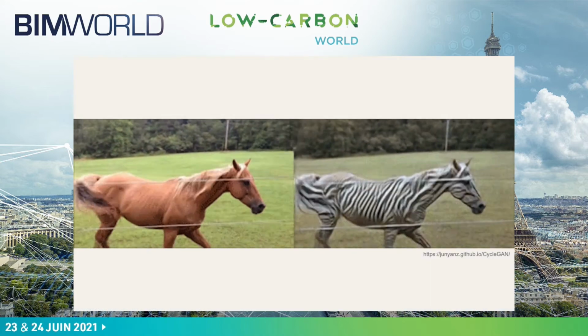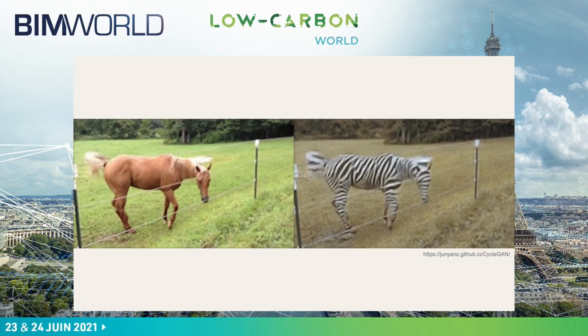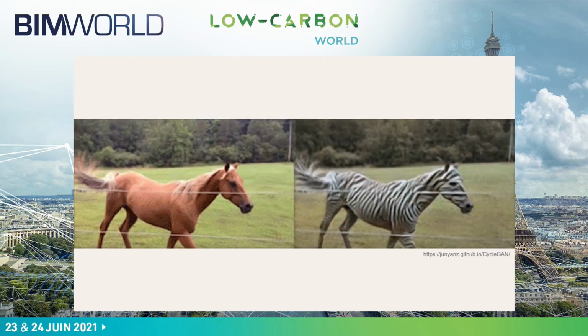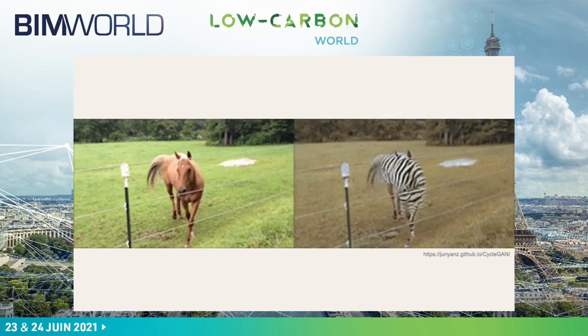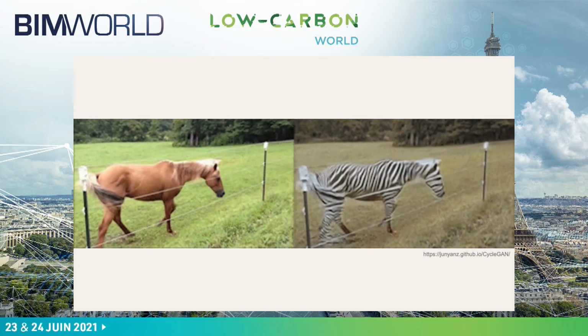Next slide, please. This is probably the best image to describe it. You have on one side a horse and on the other a zebra, and you take the horse and make it into a zebra, and that's done with very elaborate machine learning, deep learning algorithms, or deepfake, or whatever you call them. Next slide, please.